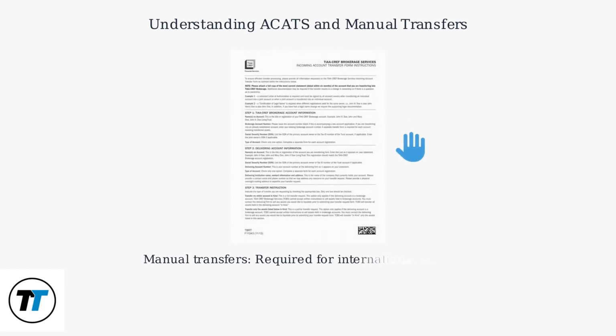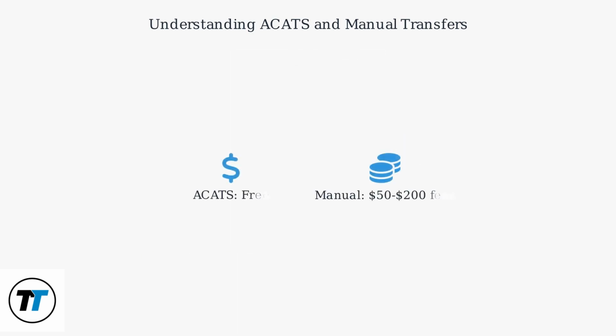For international transfers, such as from the EU, you may need to use manual processes instead of ACATS. This involves more steps and coordination between brokers. ACATS transfers are typically free for U.S. residents, while manual transfers for international accounts can incur fees ranging from $50 to $200.